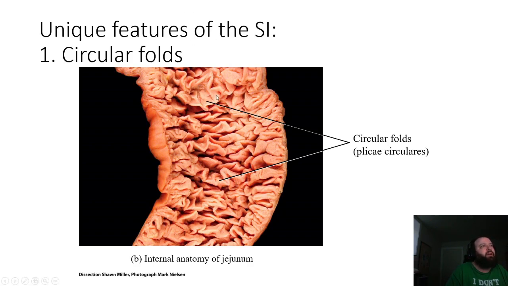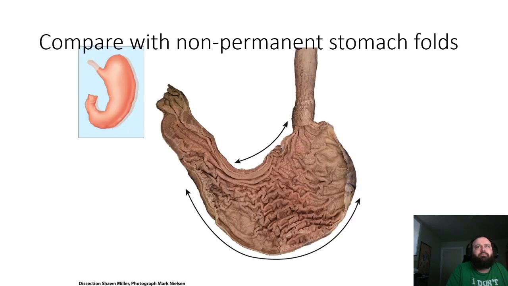The key point that I want to make when we talk about these circular folds here is that they're permanent. These aren't constantly waving in and out. These are permanent structures found throughout the length of the small intestine.